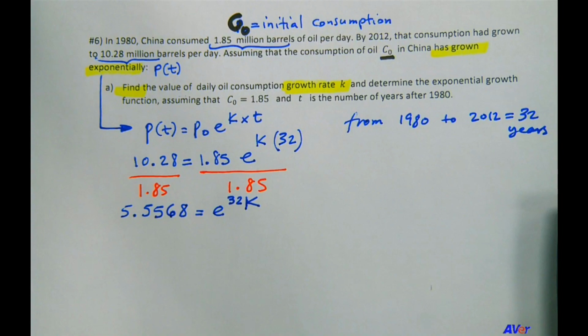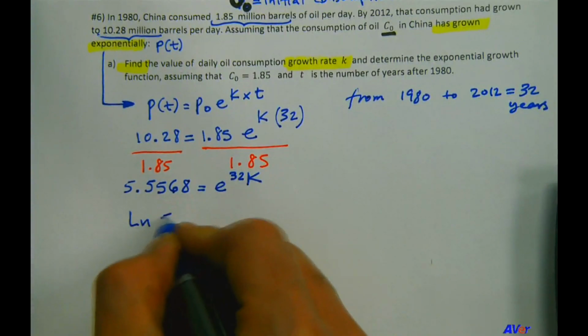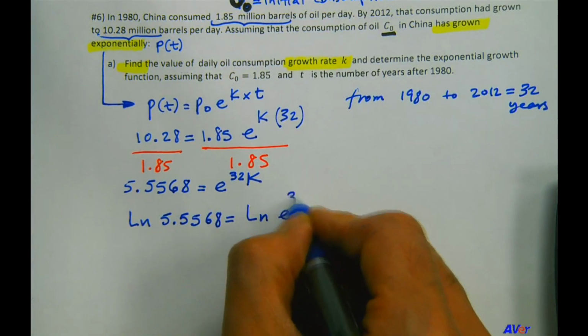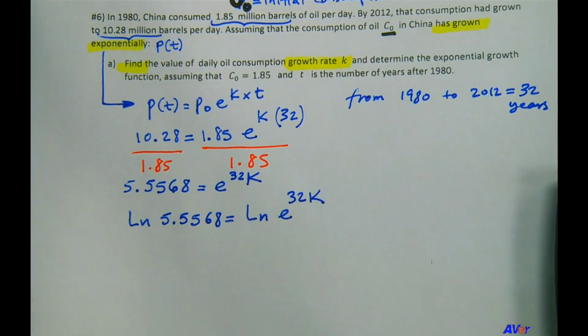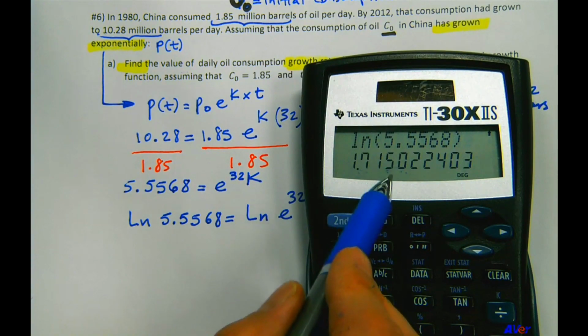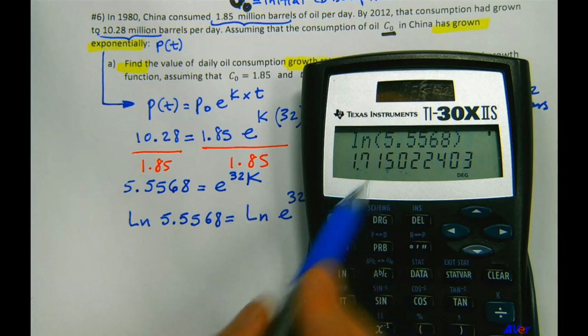Now what do we do? K is in the exponent, and the base is E. Would you take the log of both sides or the natural log of both sides? Well, the base is E, so the easier way would be to take the natural log of both sides, right? So natural log of 5.5568 equals natural log of E to 32K. On the left, what do we have? Let's calculate it. On the left, we have natural log of 5.5568, which is 1.715. So I'll keep all the way to 5, 1.715.